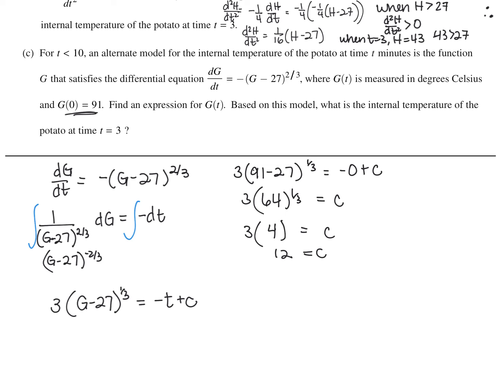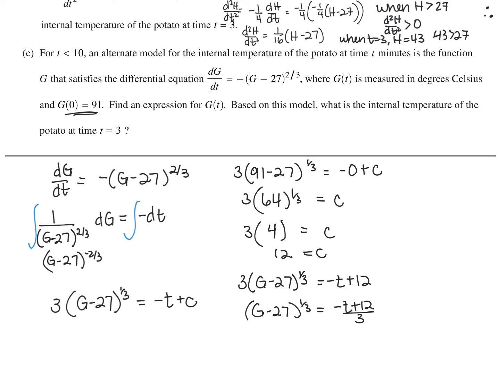And so my equation, g of t, what did it ask me to find? A model. Based on this model, find an expression for g of t. Okay, this gets a bit messy. So we get 3 times g minus 27 to the 1/3 equals negative t plus 12. So I would divide by 3. So we get g minus 27 to the 1/3 equals negative t plus 12 over 3.